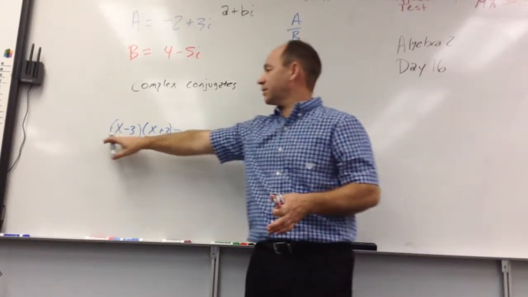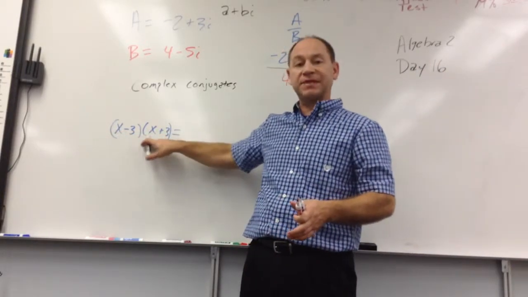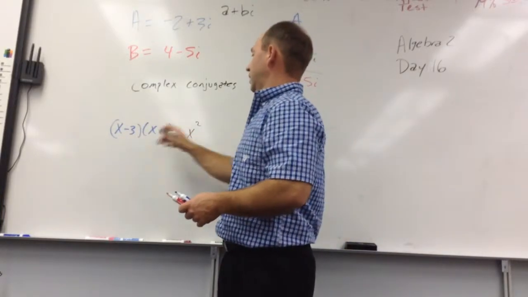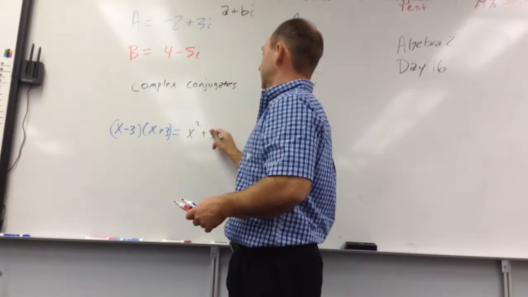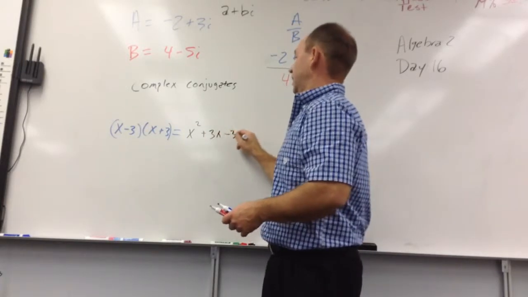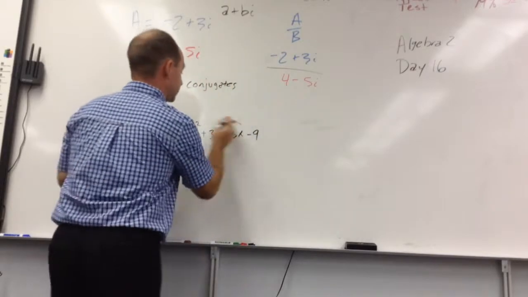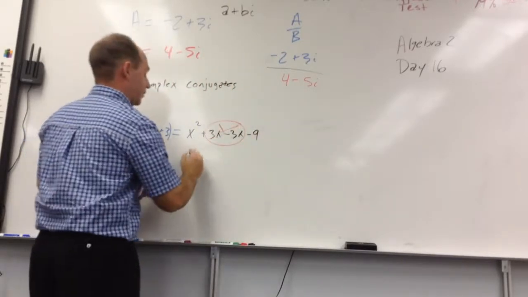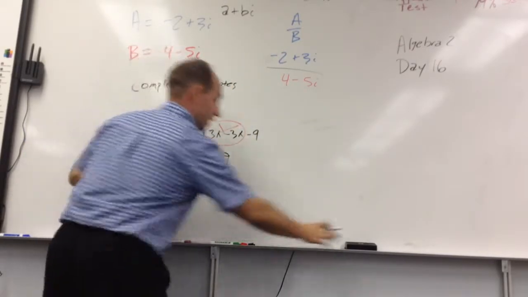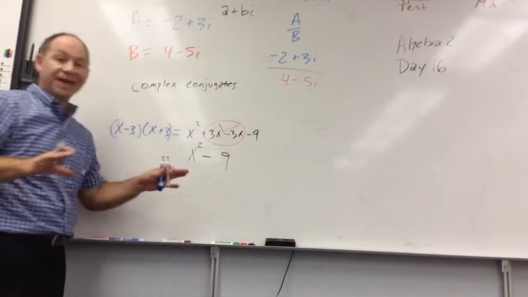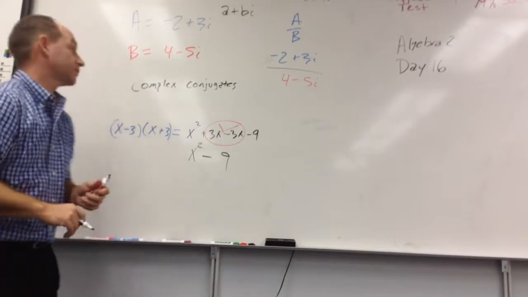And to do that, let's talk about what happens when we take x minus 3 times x plus 3. When we do that, we get the x times x, that's the x squared. We get the plus the 3x. We get the minus the 3x, and then 3 times negative 3 is negative 9. Notice that those middle terms cancel out, and I'm left with x squared minus 9. Now, that has an application for complex numbers.